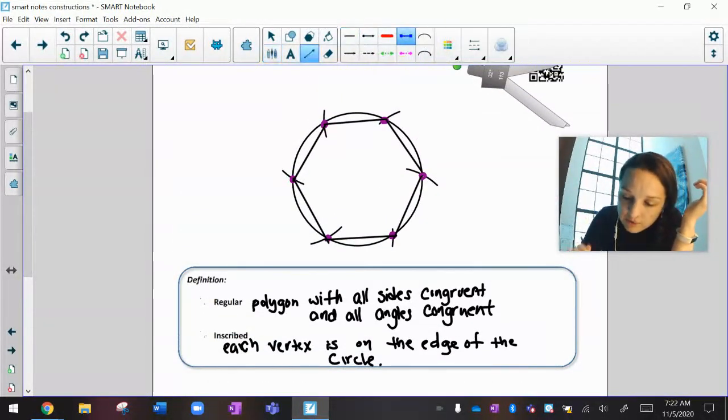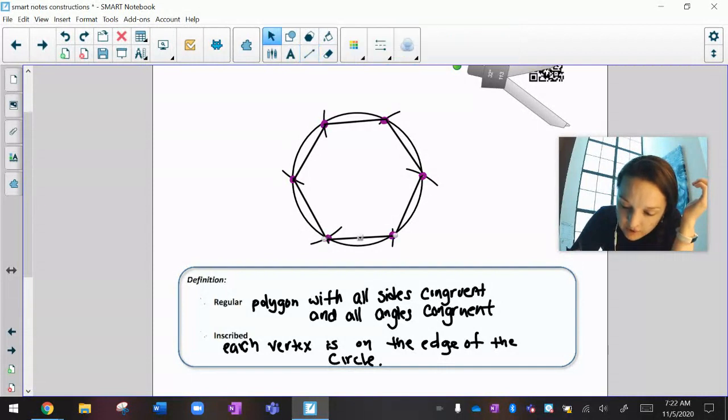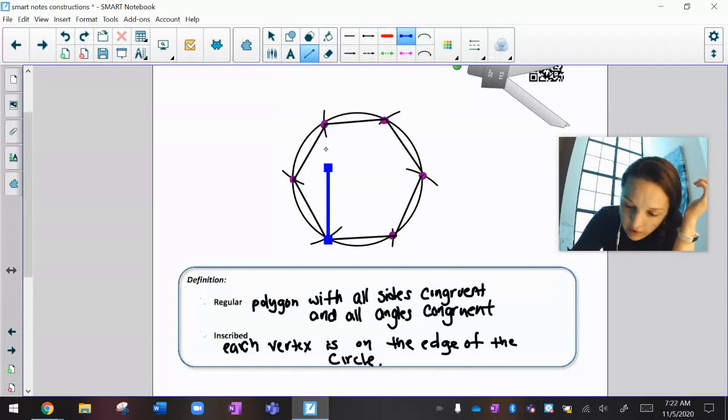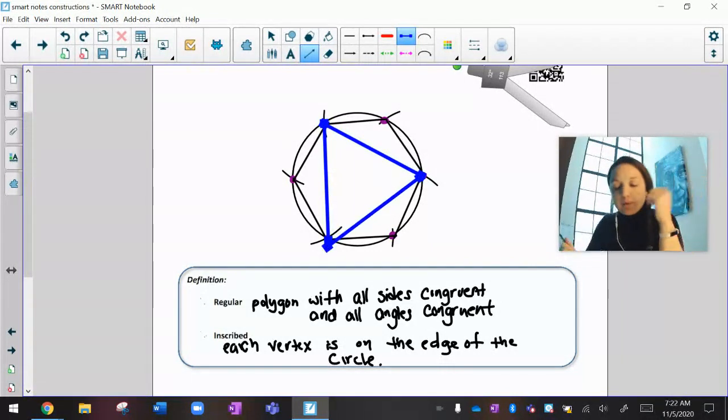So I'm going to do this blue. I'm going to start with this point, and then I am going to, hang on, where'd it go? Connect from this point to that one. Skip a dot to that one. Skip a dot to that one. Now I have an equilateral triangle instead of a hexagon.